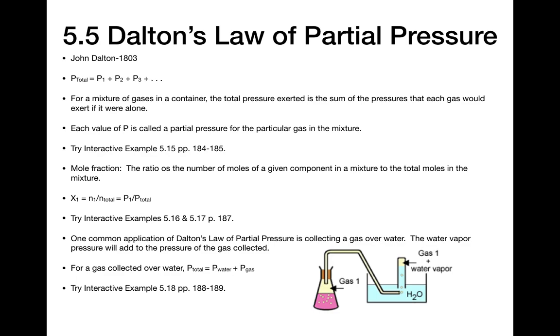Probably the most common way we use Dalton's law of partial pressure is to make a correction when we collect a gas over water. When you collect a gas over water, your gas is always mixed with water vapor. So as a mixture of gases, the total pressure of the gases is equal to the pressure of the water vapor plus the pressure of the gas. Water vapor pressures for different temperatures can be looked up in a chart. And so basically you take the pressure of the collected gas, subtract off the water vapor pressure, and that gives you the pressure of the gas if it were dry. Interactive example 5.18.